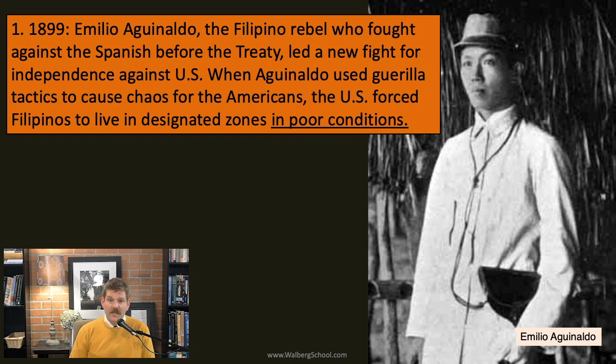It took almost 3 years to put down that rebellion, at the cost of 20,000 Filipino lives fighting for their independence. 4,000 Americans were also killed in the fighting, at a cost of $400 million. It was 20 times the price of buying the islands. So the Treaty of Paris negotiated that the United States would buy the islands, and the cost of keeping it safe was far, far more expensive than the purchase price.